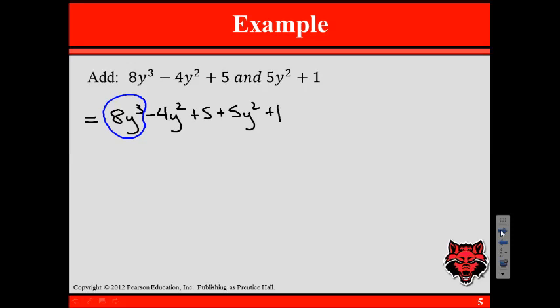Here we have 8y cubed. We can see that there are no other y cubes in the problem. So on the next line, we'll write down 8y cubed, and in the algebraic expression, we are finished with that term. We go to the next term, which is negative 4y squared. As we go throughout the expression, we find another y squared term, 5y squared. We can combine the coefficients. Negative 4 plus 5 will give us a positive 1, or just y squared.